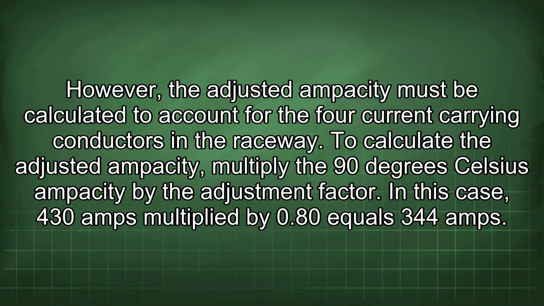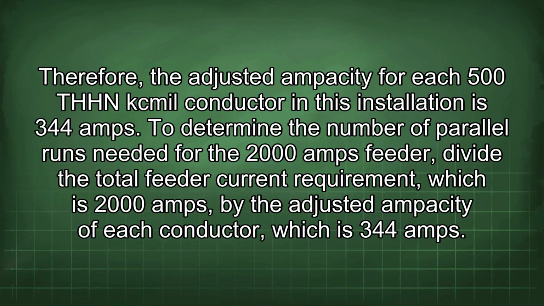However, the adjusted ampacity must be calculated to account for the 4 current carrying conductors in the raceway. To calculate the adjusted ampacity, multiply the 90 degrees Celsius ampacity by the adjustment factor. In this case, 430 amps multiplied by 0.80 equals 344 amps. Therefore, the adjusted ampacity for each 500 THHN kcmil conductor in this installation is 344 amps.